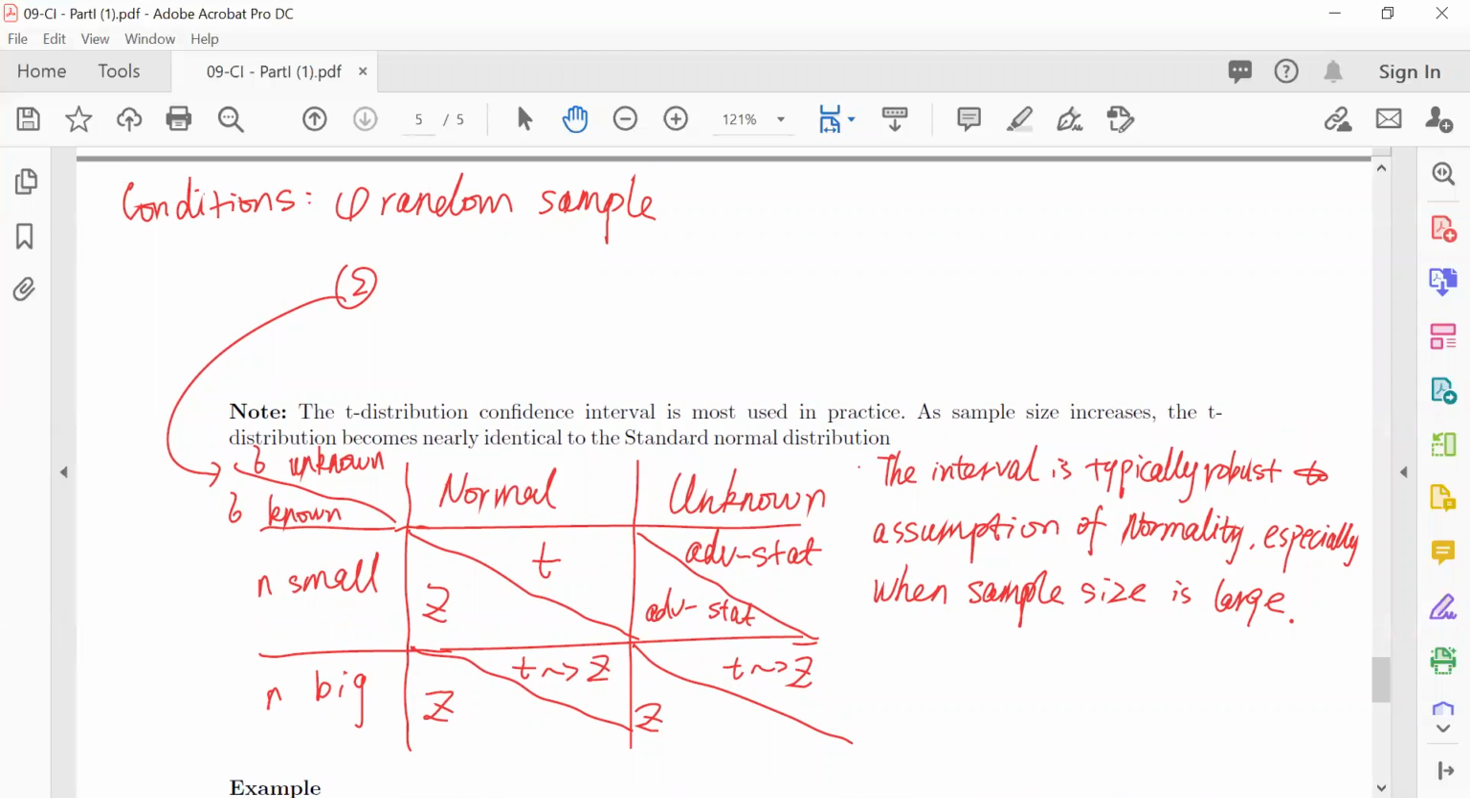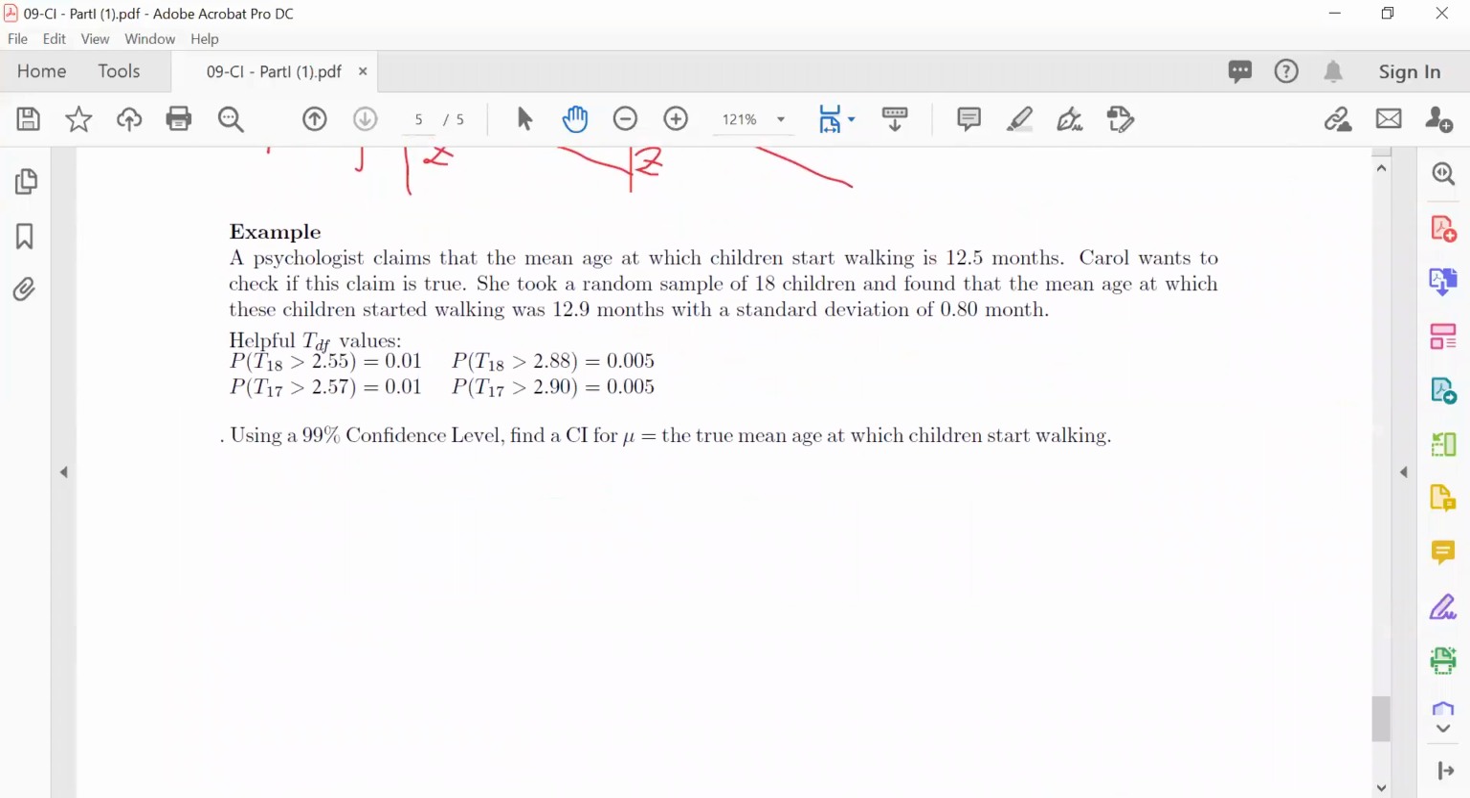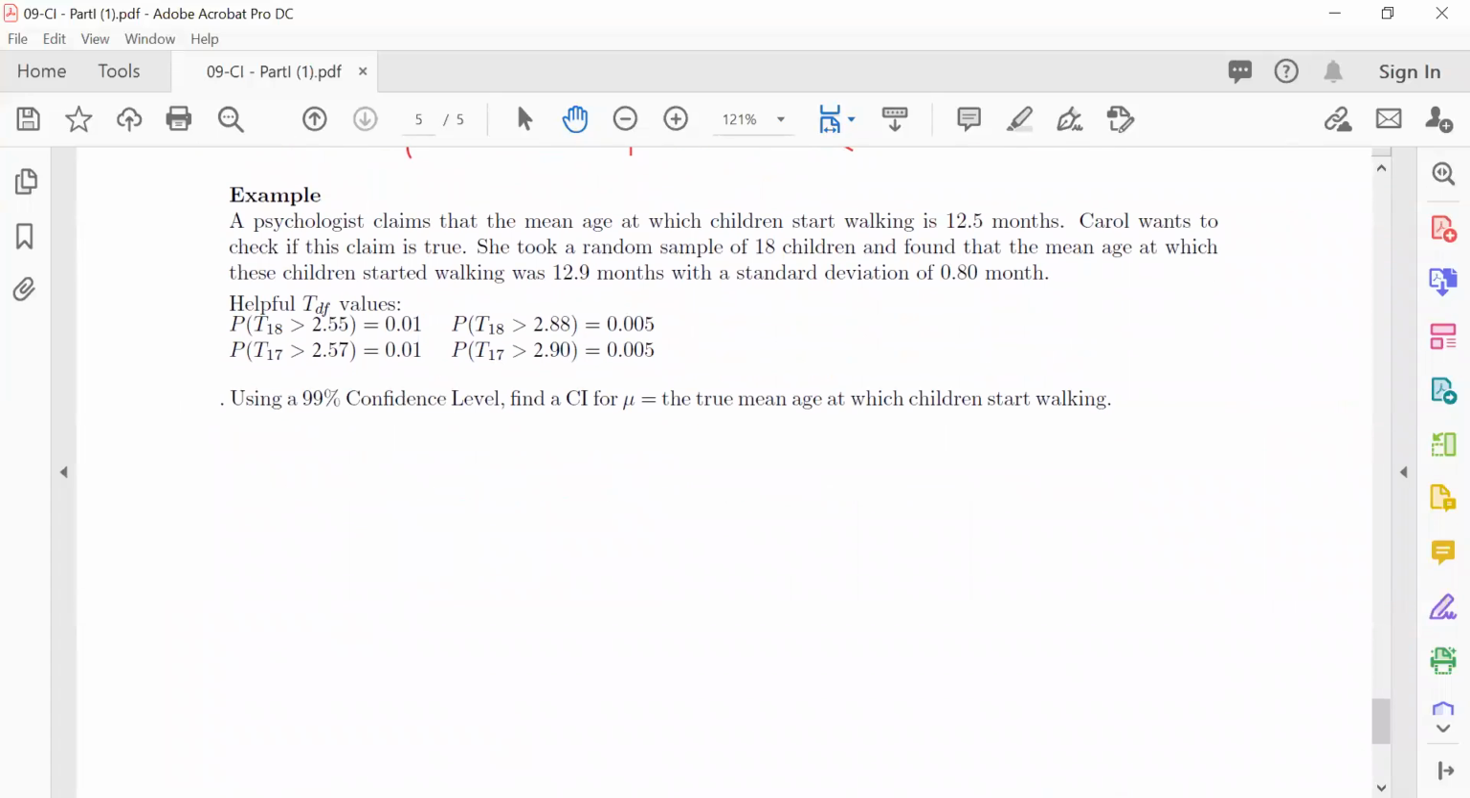So the conditions, first, it has to be a random sample. Second, the population distribution needs to be normal. Or if your population distribution is not normal, then the sample size n needs to be big. Now let's take a look at this example here. I gave you some time to work on this example during the class. Now I'm going to go ahead and talk about it directly instead of leaving some time here.